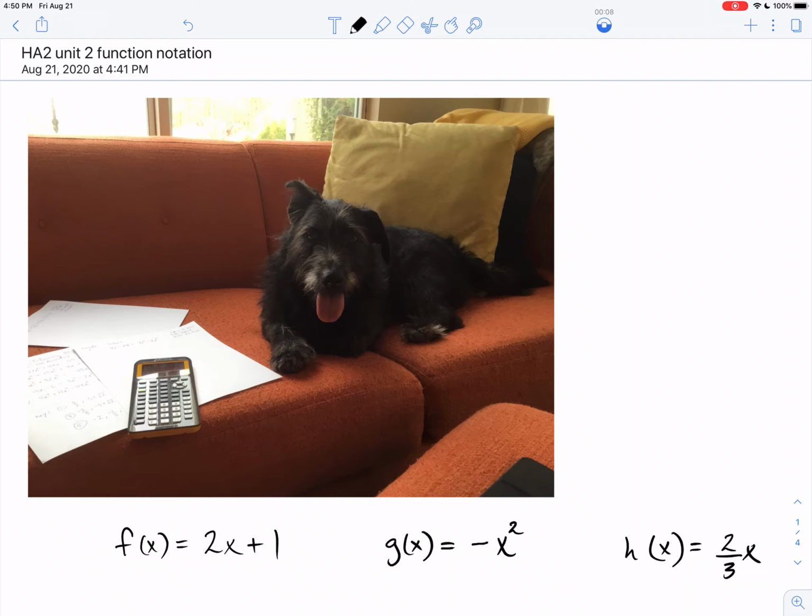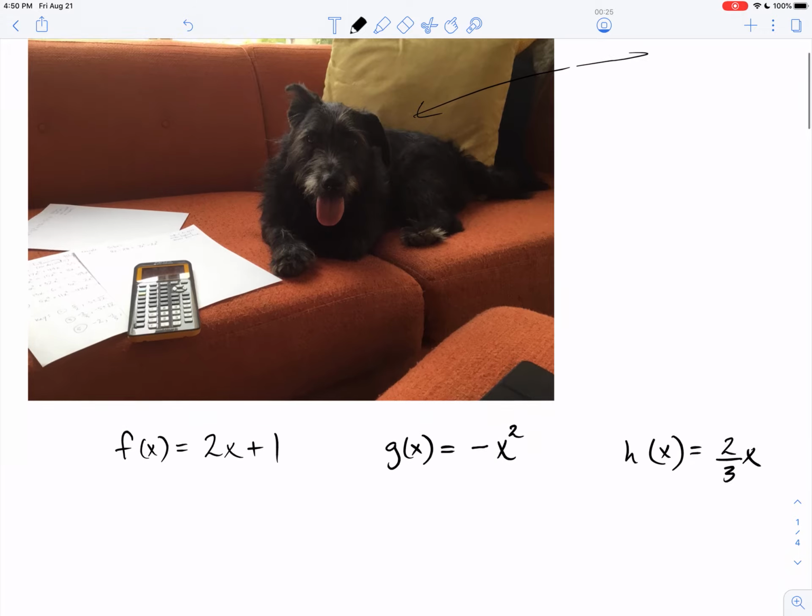And when I was going through making up some lessons, this is my dog. He was about to eat my homework. Anyway, I just figured he looked kind of happy hanging out by my calculator and stuff. His name is Maddox. Hi Maddox.